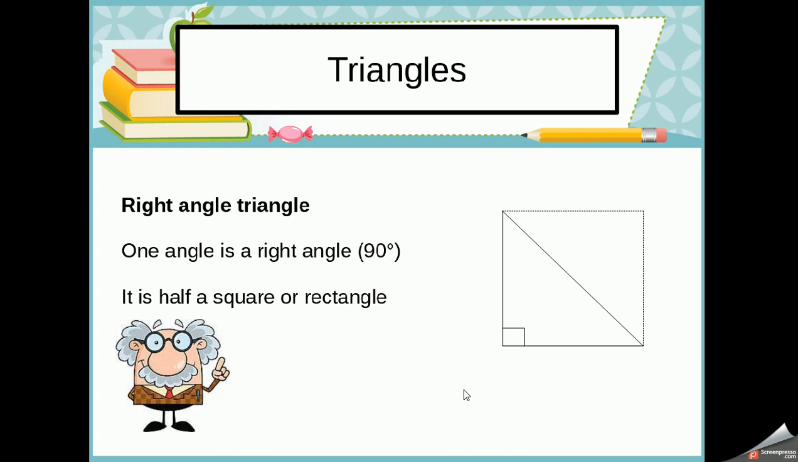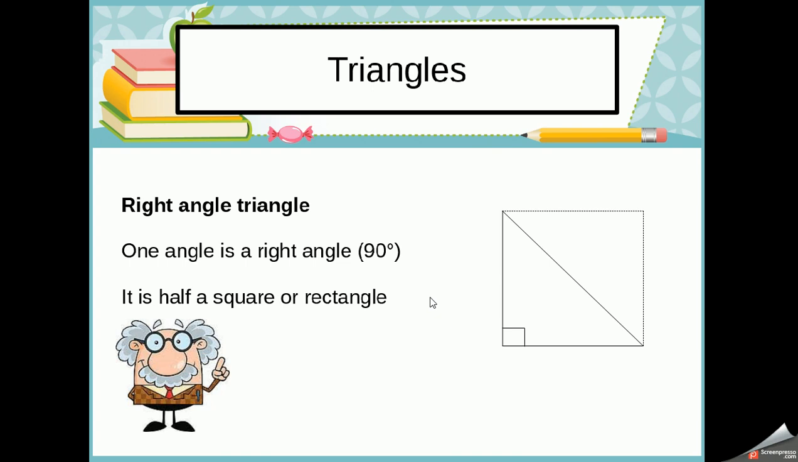Notice as well that it's half a square or rectangle. So when we're working out the surface area of something like a right angle triangle, when we can work out the surface area of the square or the rectangle, we can simply split it into two and we get the surface area of the right angle triangle.